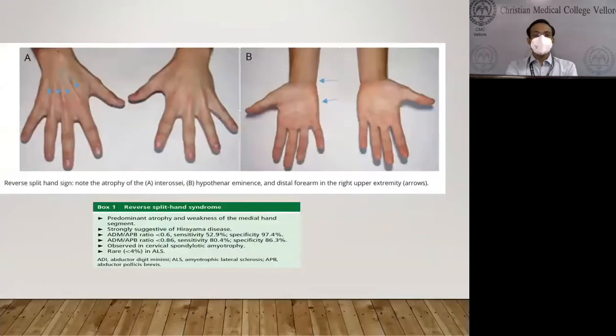Opposite to that, there's something called the reverse split hand. Here we find that it is the opposite. The APB is relatively spared, and the ADM and the other interossei are predominantly affected. You can see this in Hirayama's disease, where it is relatively more common. You don't see this in ALS; you see it more commonly in Hirayama's or sometimes in cervical spondylotic amyotrophies also. So if you get this, it might help us in thinking it may not be ALS. Again, it depends on where the disease has started.